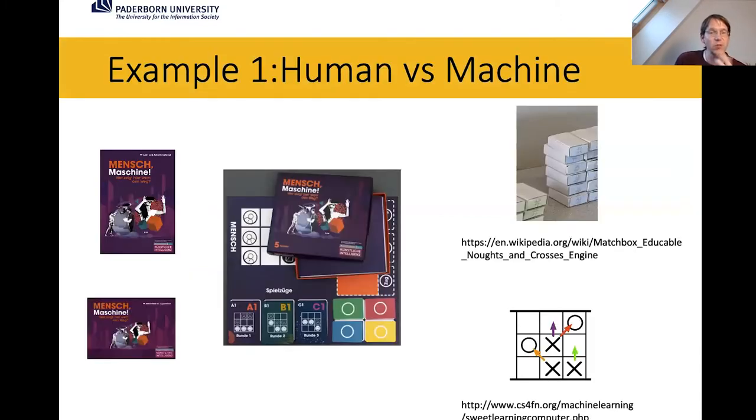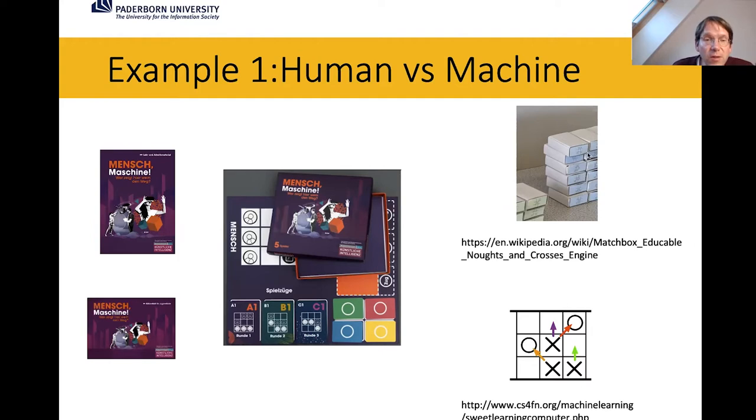The first example is from the scientific year, or the use action. We had some material for teachers and also for learners. And here you see the game plan. It's based on this Matchbox computer. I think Donald Michie built it. You can read more about it here in Wikipedia.